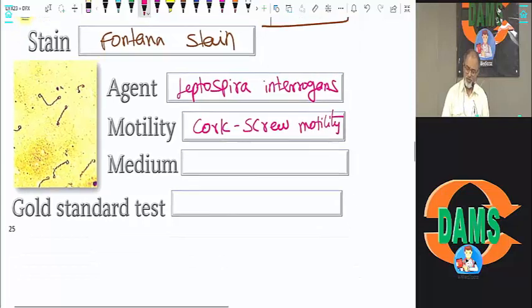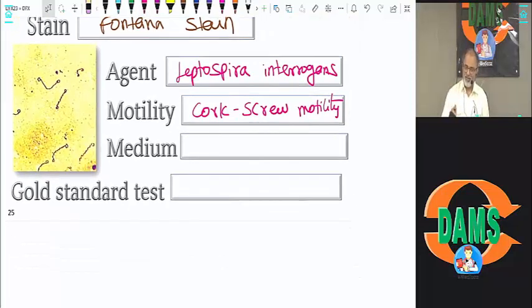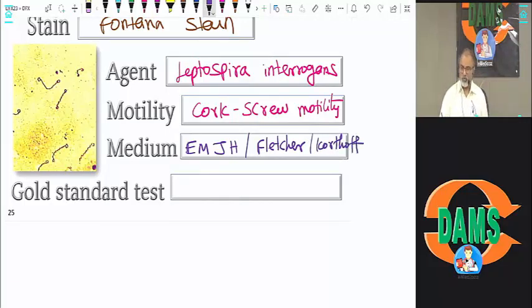I already told you, you must know the medium. In all questions, my medium is default. In all slides, medium is default. What is the medium? Famous medium, EMJH medium: Ellinghausen, McCullough, Johnson, Harris medium. Fletcher's medium, Korthof medium.